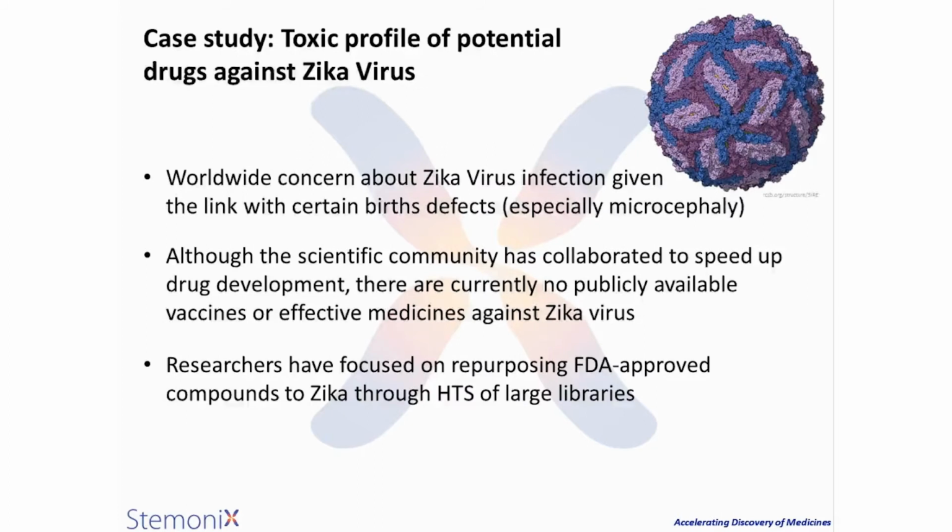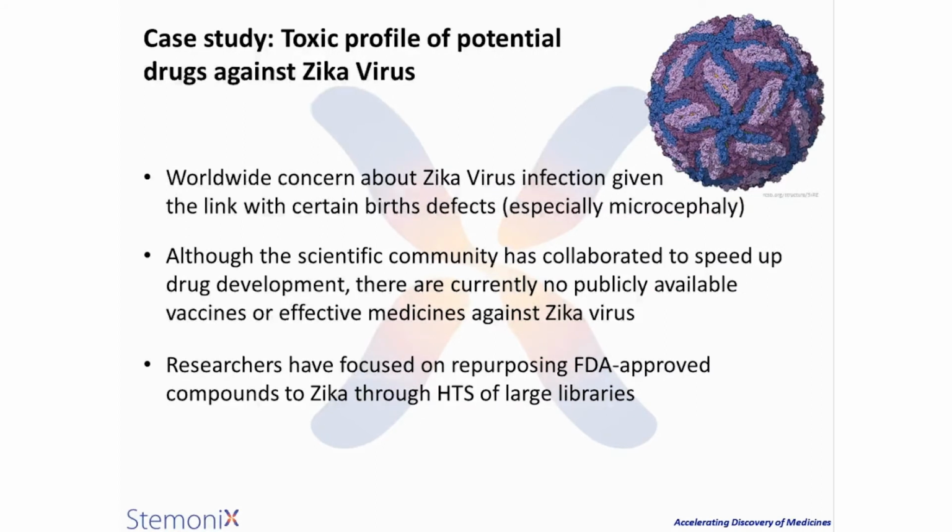And although there was a lot of effort from the scientific community to speed up the drug development, there were no vaccines available or effective medications for Zika virus. So one of the approaches that the scientists decided to take is to repurpose drugs that are already FDA approved. So instead of starting the pipeline from zero and developing new compounds, let's screen the library of compounds that are already approved by the FDA, so you can repurpose these compounds and put them in the clinic much faster than a new compound that needs to be tested for efficacy.